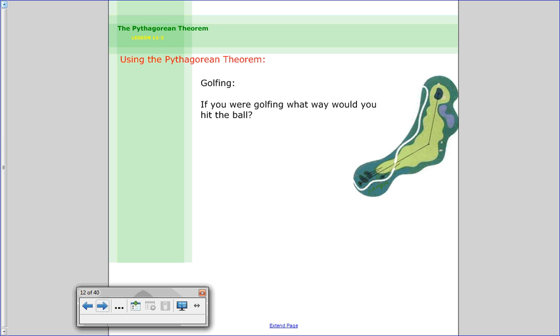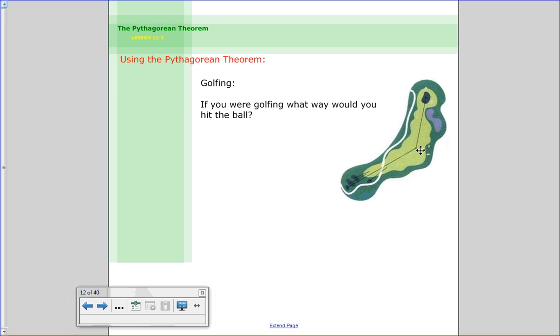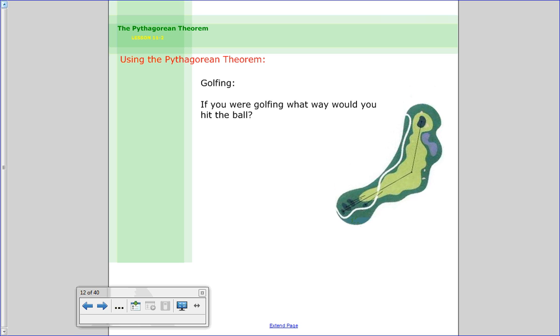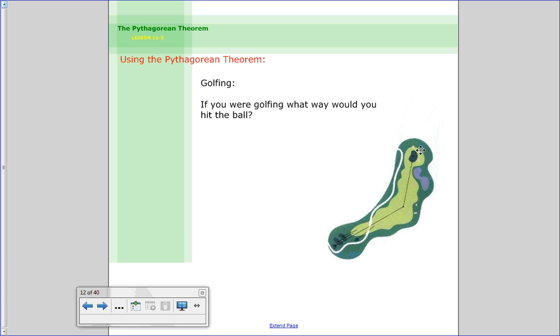Now, here's the idea of using the Pythagorean Theorem. We can talk about a situation such as golfing, which I have right here. I have this field that you might go golfing on. And say you are starting right about here. That's your starting point.